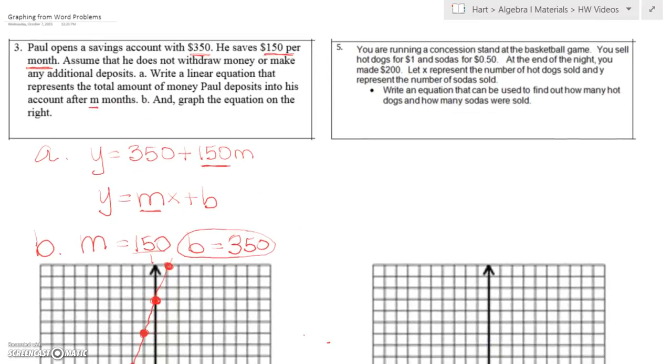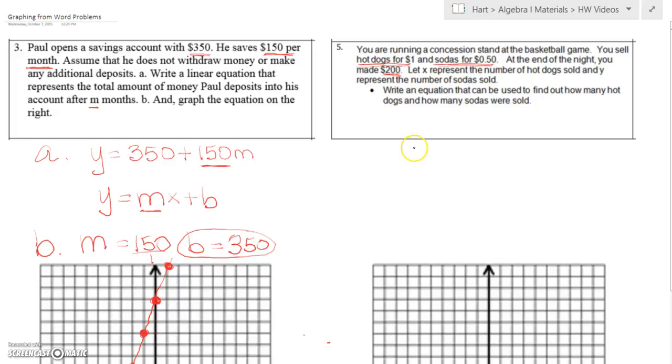Now on number 5, it says you are running a concession stand at the basketball game. You sell hot dogs for $1 and sodas for 50 cents. At the end of the night, you made $200. Let X be the number of hot dogs and Y be the sodas. So we have to write an equation first of all.